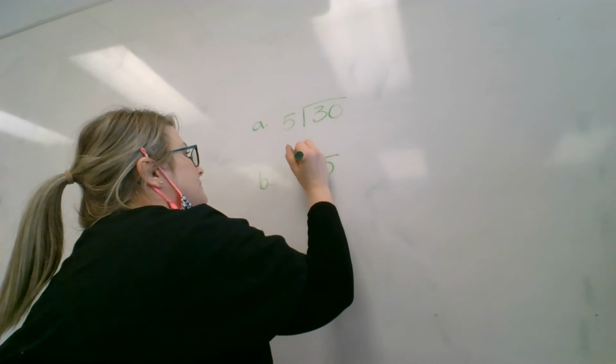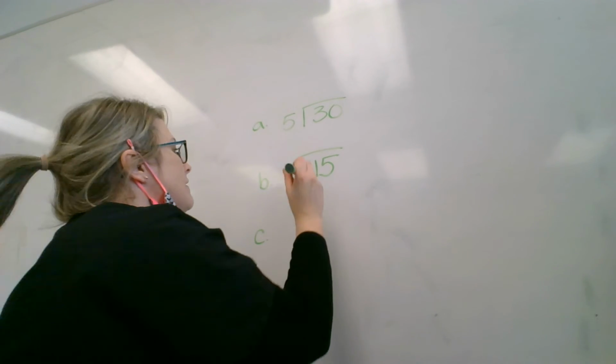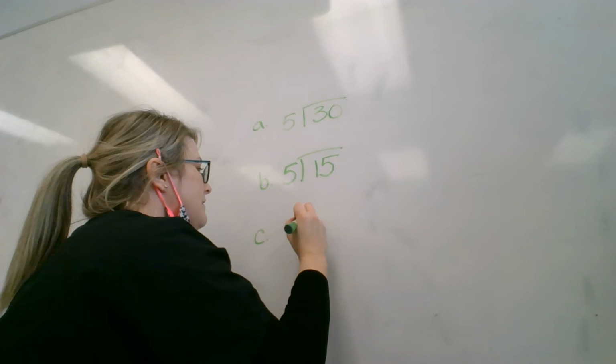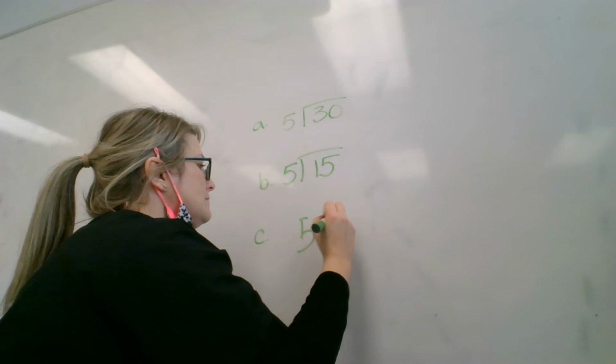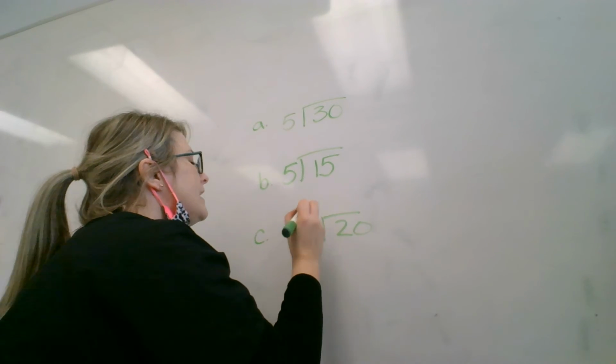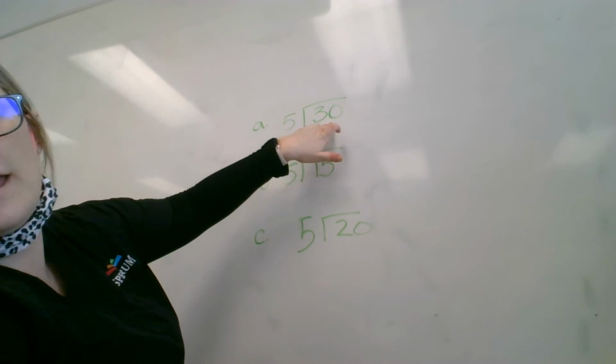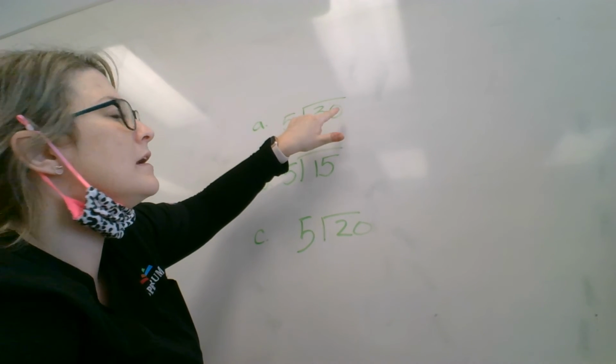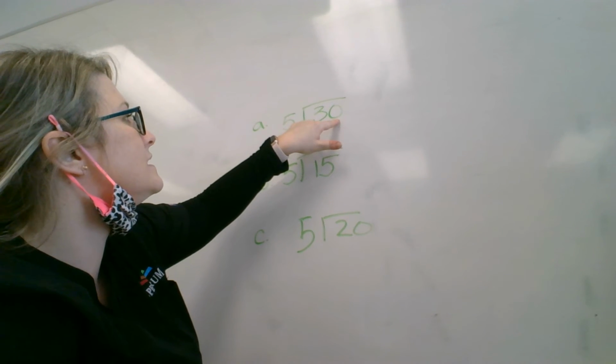15, 5, C, 5, 20. All right, so looking at problem A, my number here ends in a 0.